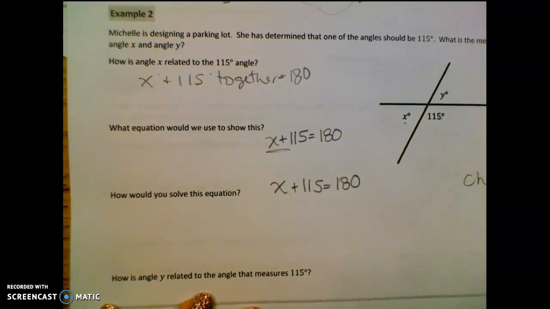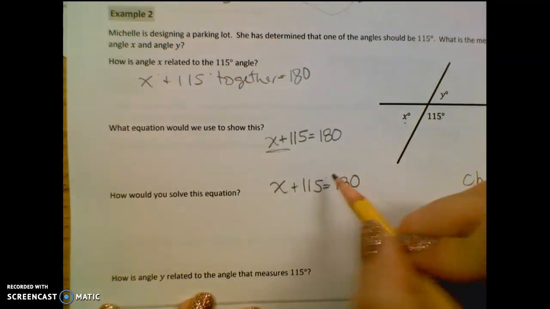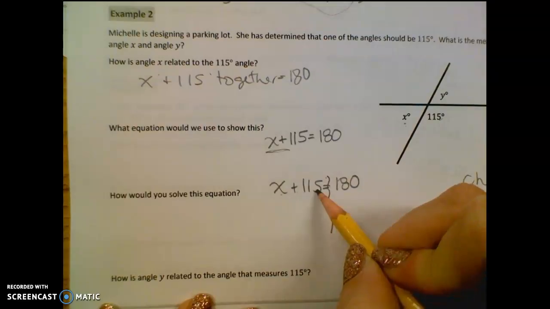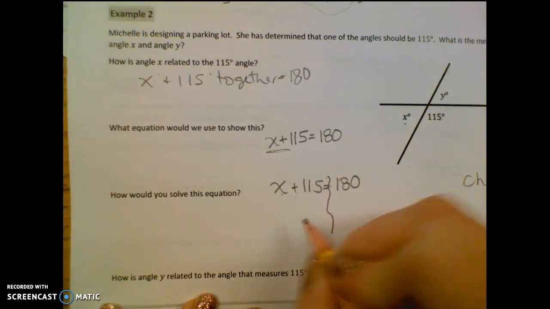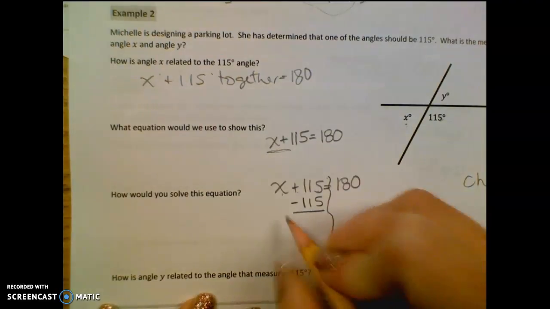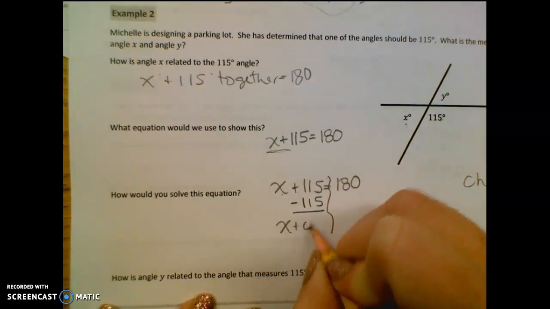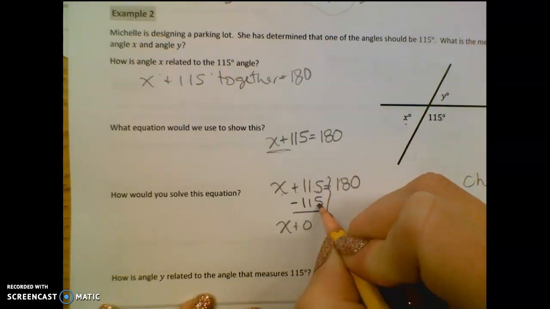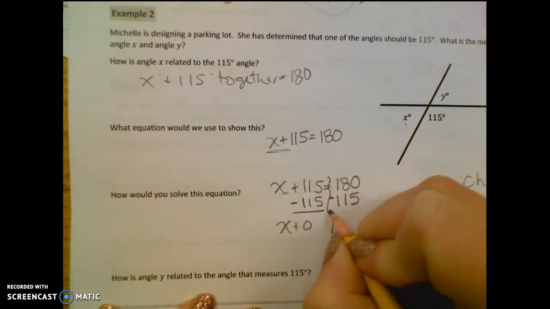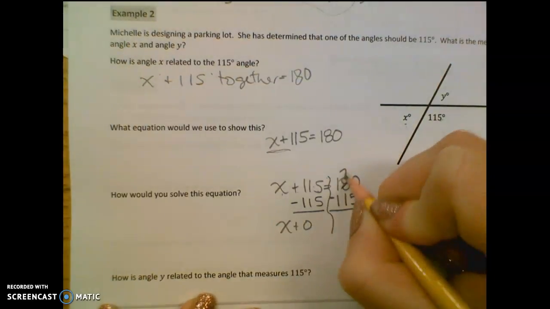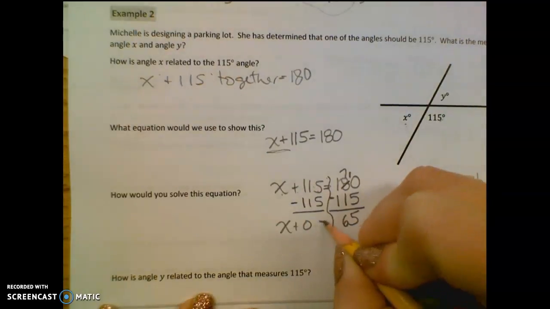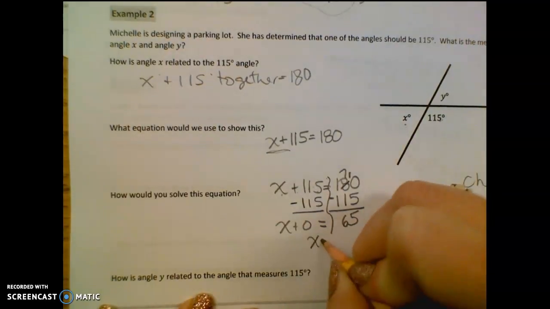So on this one, we're just going to do the algebraic method here. Since x is being added to 115, to get x by itself, we need to subtract 115. We have to do the inverse. So now x plus 0. But we just made this side lighter, and we have to make this side lighter. So we have 115 over here, so this becomes 65. So x is the same as 65.